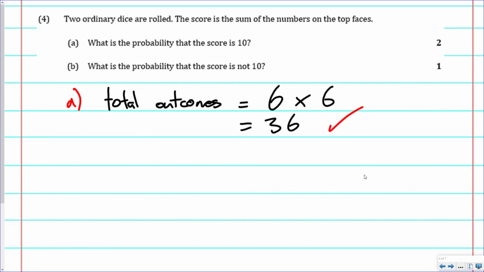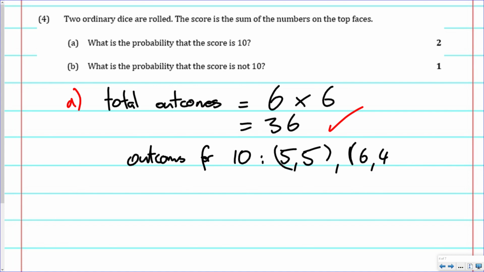Okay? But the other thing now is we want to think of all the outcomes where the score is 10. Now to get to 10, so outcomes for 10, the way that you can roll a 10 in this game is you could obviously roll a 5 and a 5. That's pretty obvious. You can roll a 6 and a 4. And some people will just leave it there. It's like, okay, you roll a 5 and 5 or a 6 and a 4.